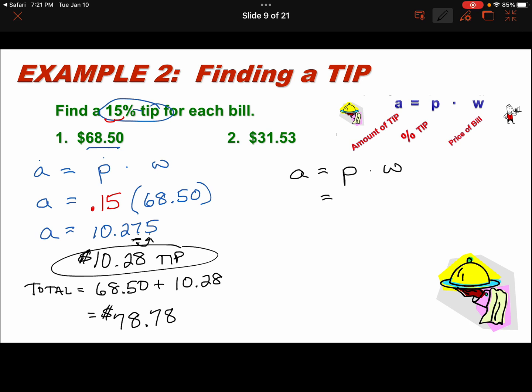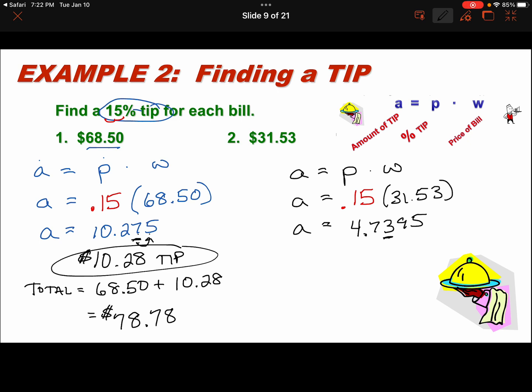And once again, we're putting in a 15% tip. So once again, I'll put it in a different color just so we can see that it's 0.15. Our original bill this time is $31.53, and I'm looking for the amount of tip. So we're going to multiply 0.15 times $31.53, and you're going to get 4.7395. Now, you don't necessarily have to write all this out, but now we're going to look.